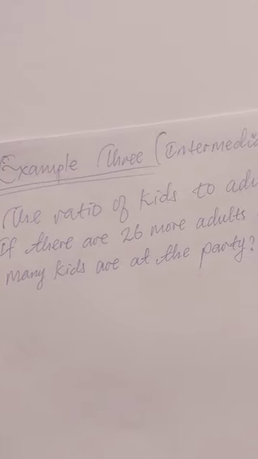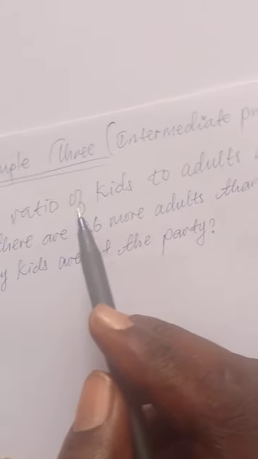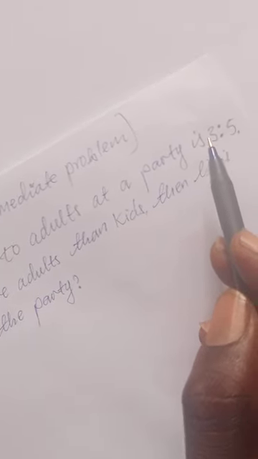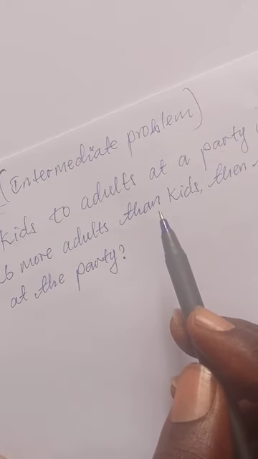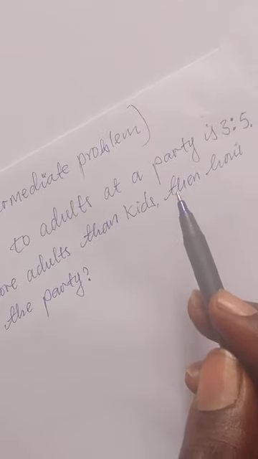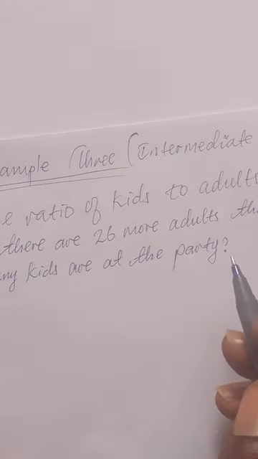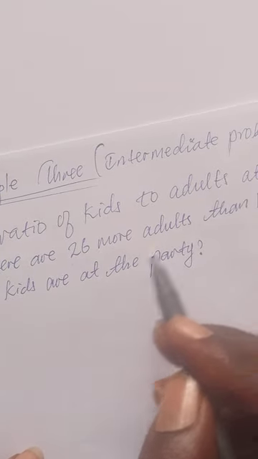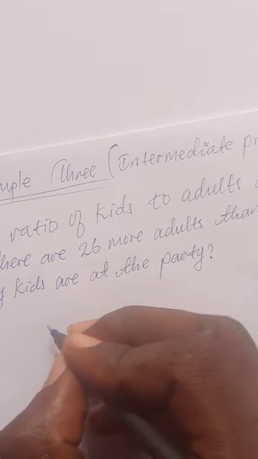So let's go. Example 3 is saying the ratio of kids to adults at a party is 3:5. Now, if there are 26 more adults than kids, then how many kids are at the party? You see, if there are 26 more adults at the party, how many kids are at the party? Now, let's see the solution.